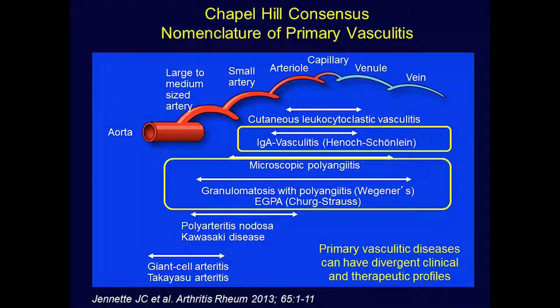So in looking again at our schematic, I do want to just highlight some of the differences as far as how these diseases that can share cutaneous vasculitis can have very divergent clinical and also therapeutic considerations. And we'll again highlight the ANCA-associated vasculitis family and compare that with IgA vasculitis, formerly known as Henoch-Schönlein purpura.